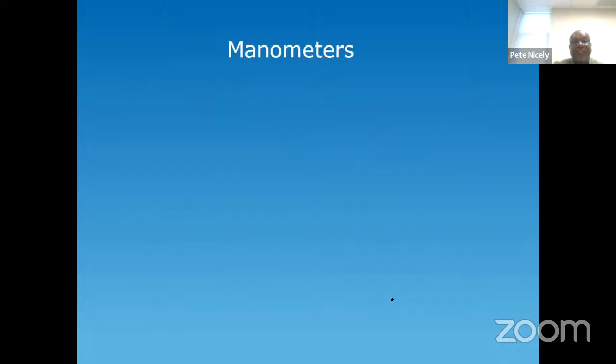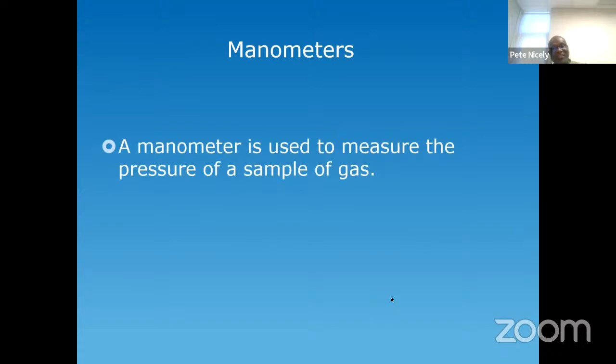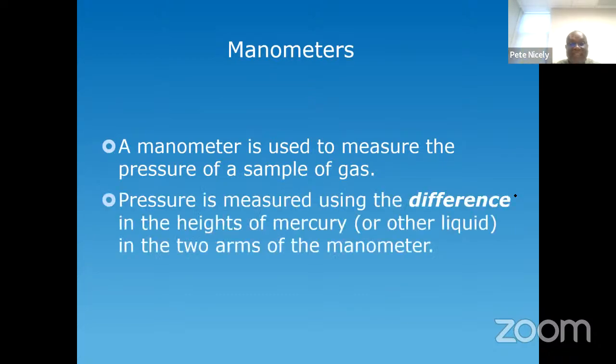Okay, so let's talk about another instrument that is used, but this time we use this instrument to measure the pressure of a gas which is trapped in a container. And this instrument is called the manometer. As stated here, the manometer is used to measure the pressure of a sample of gas. As you're going to see in the diagrams on the next couple of slides, the pressure of the gas is measured by looking at the difference of the heights of the mercury or other liquid in the two arms of the manometer, but mercury is a liquid of choice, which we're going to explain why.